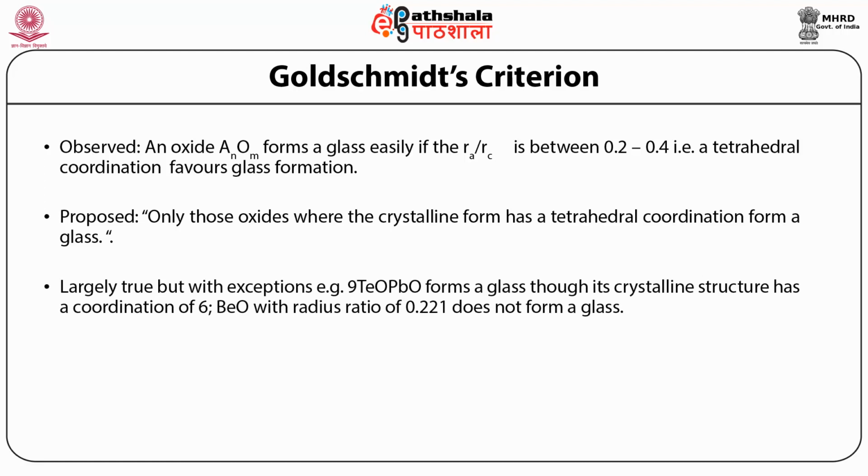Thus, TeO2 with PbO forms glass, but the coordination of Te is 6. On the other hand, BeO, with Rbe by Ro of 0.21, does not form a glass. It should also be noted that the bonding is not purely ionic in the glass forming oxides, while the radius ratio rule is derived for ionic bonds.